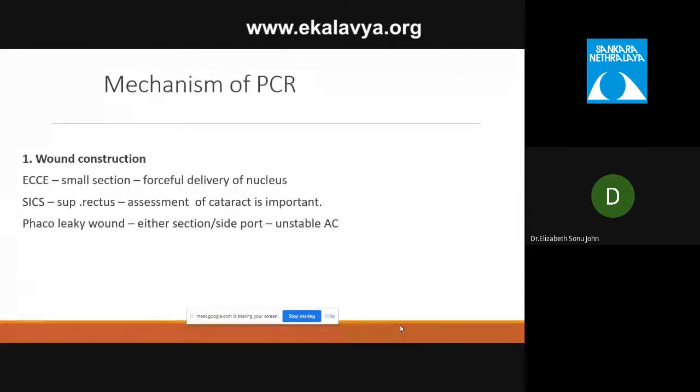In phaco, a leaky wound with either the section or side port, and an unstable AC, anterior chamber depth, can predispose to a PCR.